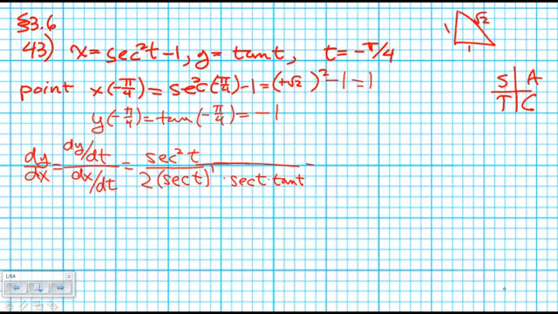And so what do we end up getting? Well, I got secant squared on top, but we got 2 secants on the bottom. I think all that cancels out. It looks like I end up with 1/2 cotangent. Check my algebra, please. I feel like I've made a mistake.